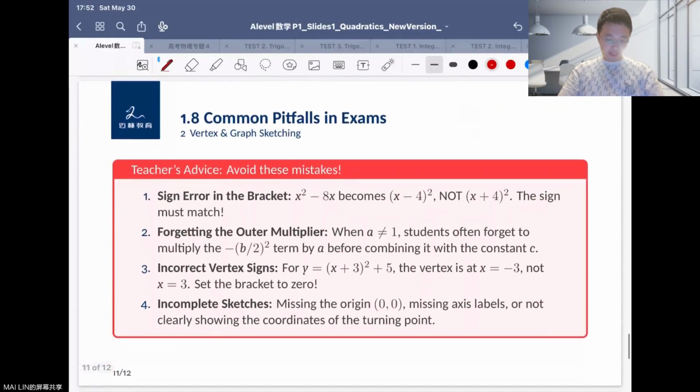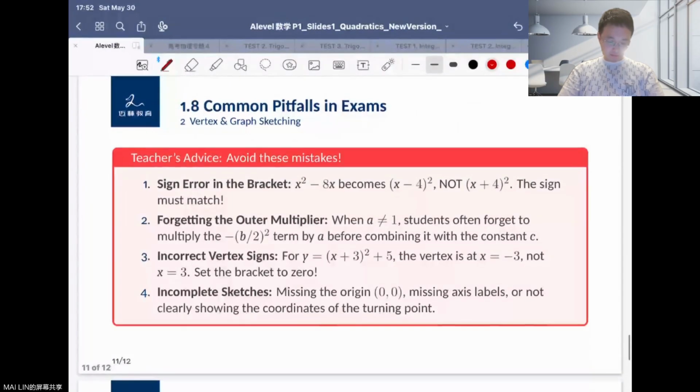And here we also have some common pitfalls in examinations, like x squared minus 8x becomes (x minus 4) squared. You cannot write it as (x plus 4) squared because here it is negative 8.